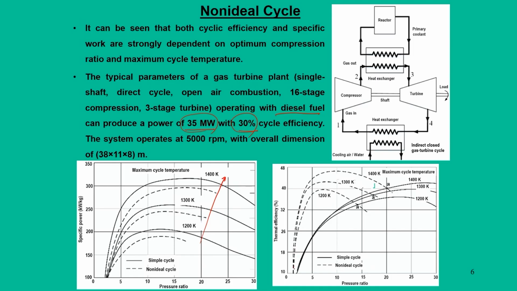For the non-ideal cycles there is a sharp rise. For example, at 1400 Kelvin, the thermal efficiency shoots up immediately, retains it for a while and then drops, where at 2200 Kelvin it suddenly drops. That means there is no range, it suddenly drops down.